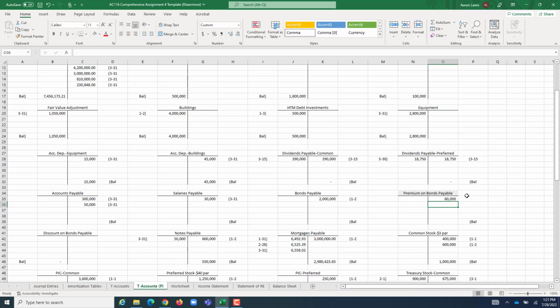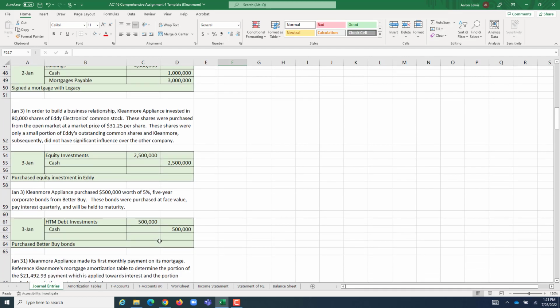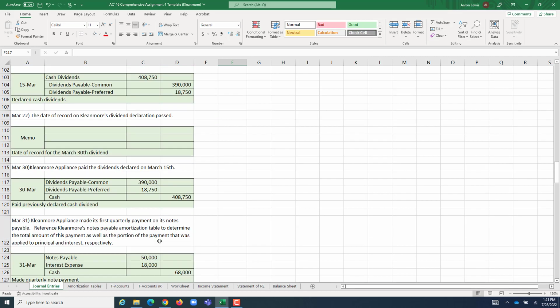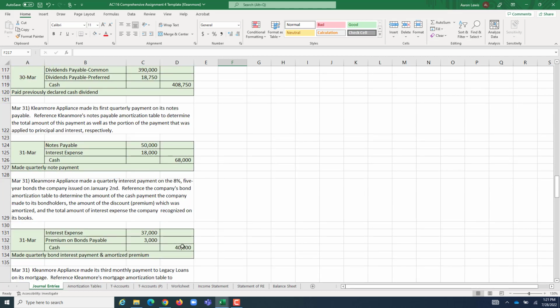This date is on January 2nd, so if I go over here into the spot where I want the area, I can just type in 1-2 and it gives me my date. Did we have any other entries for premium on bonds payable? We paid interest on these bonds way at the end. I remember doing that. So let's go find that guy. Yeah, right there he is. We paid interest on these bonds, and when we did so, we amortized that premium by $3,000 by debiting it.